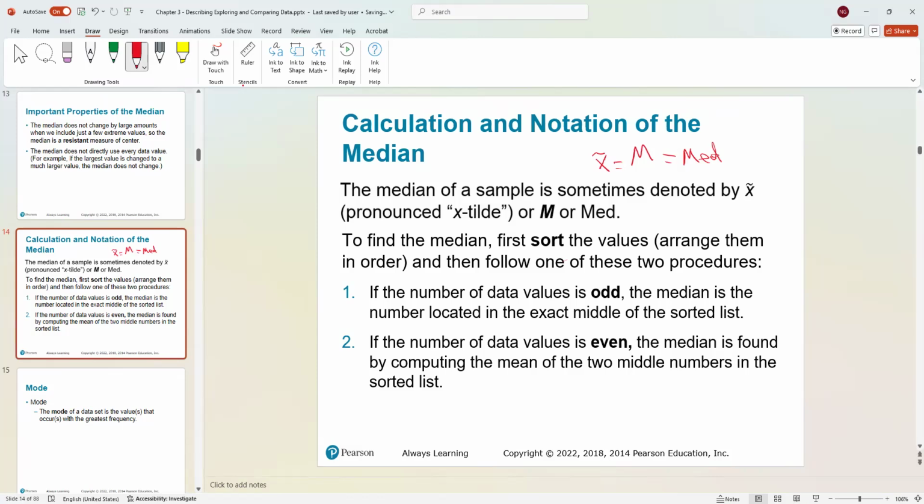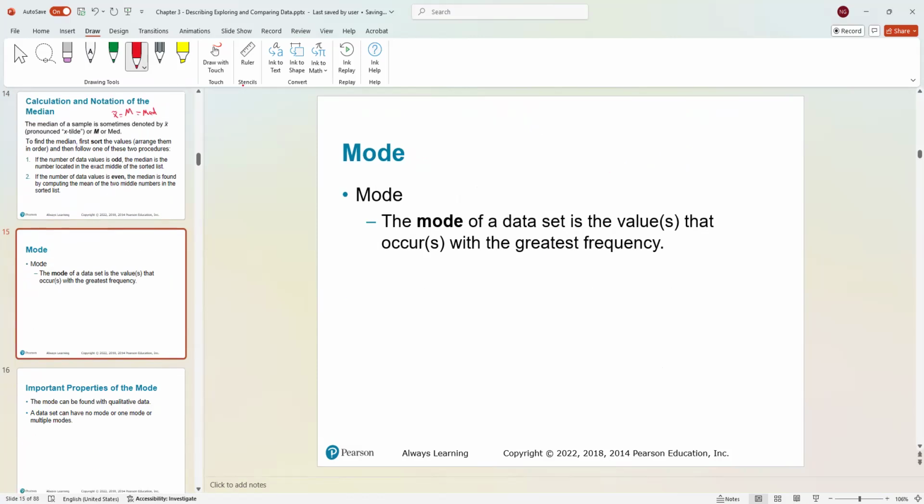If the number of data values is odd, the median is the number located in the exact middle of the sorted list. If the number of data values is even, the median is found by computing the mean of the two middle numbers in the sorted data. So very important to verify this.